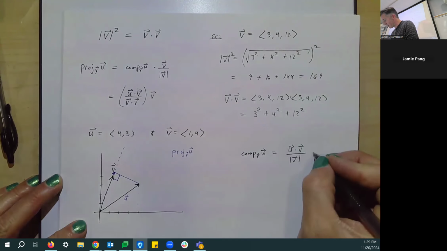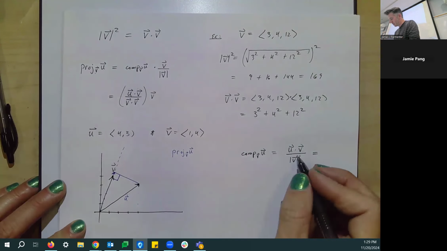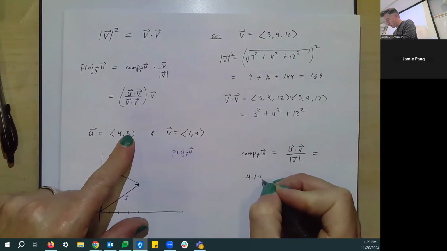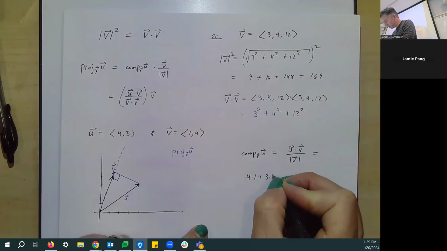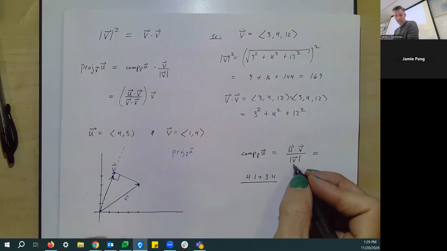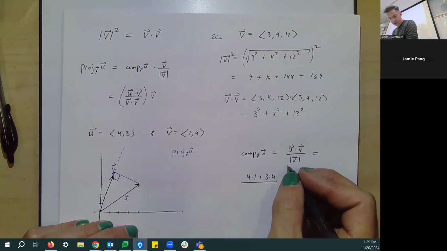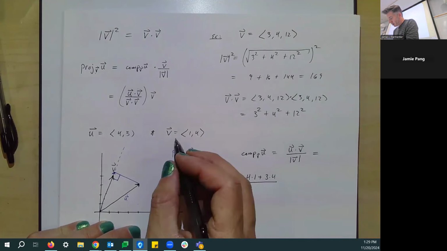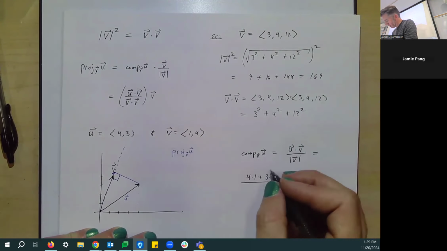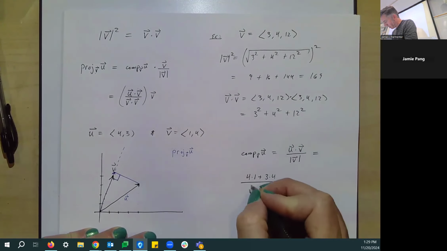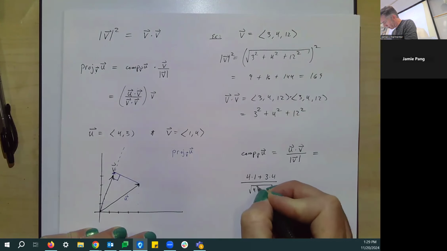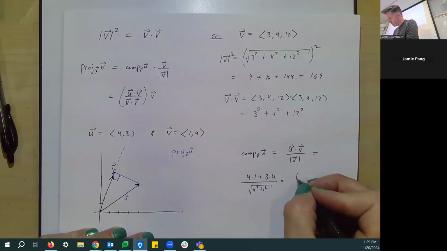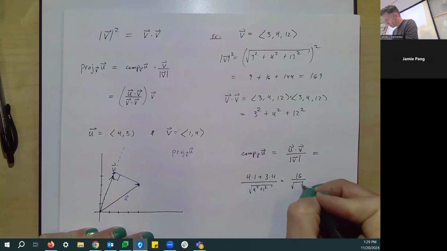So in this case, that's going to be U dot V, which is going to be 4 times 1 plus 3 times 4, divided by the magnitude. Why would I pick the magnitude of V? That was a terrible choice. It's because I made the other choice on the list there. So that's going to be divided by the square root of 4 squared plus 1 squared, which is going to be, let's see, 4 plus 12 is 16, divided by the square root of 17.